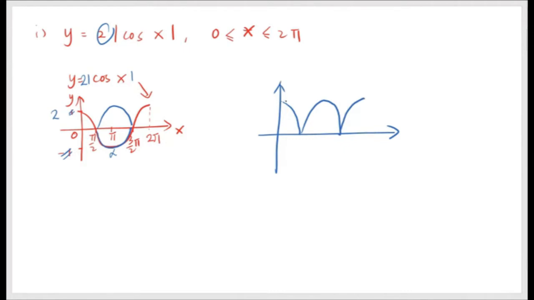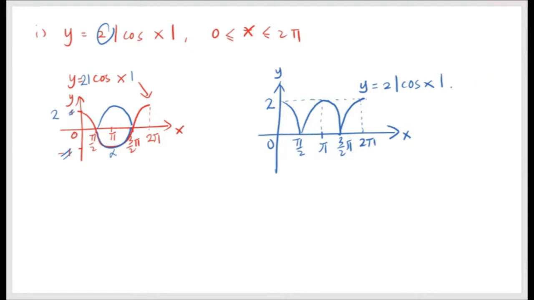You have to draw equally. I didn't draw equally, but you have to draw equally. So here is 2 pi, over 2 and 3 over 2 pi. At x equal 0, y is 2 because the modulus is 2. So your graph is y equal to 2 modulus cos x. Okay, this is the first part.